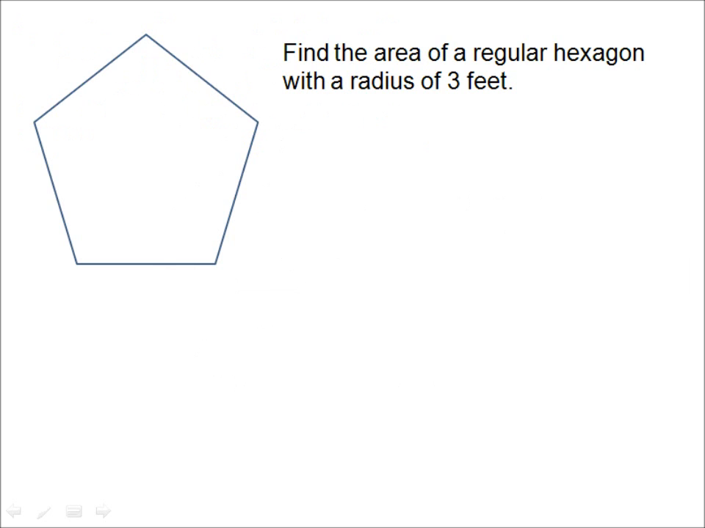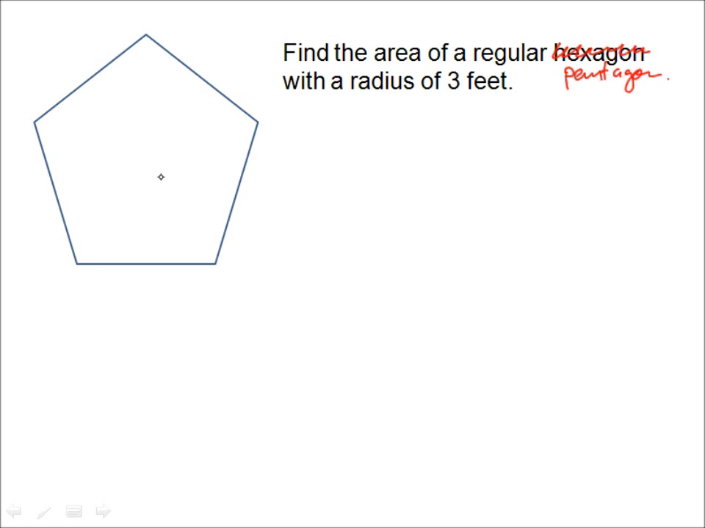And I'm going to conclude with one more problem. Find the area of a regular hexagon. No, this is not a regular hexagon. That'd be ridiculous. This is a pentagon. And unfortunately, I can see this 1, 2, 3, 4, 5 sides. So this is a regular pentagon.